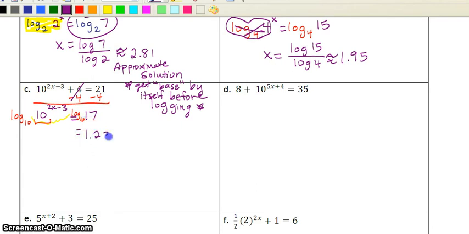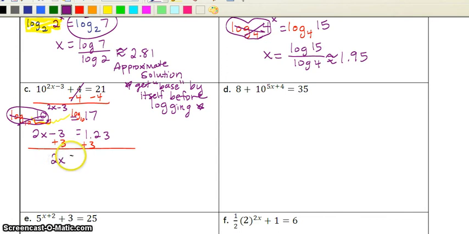On the left side, all of this has canceled, and now I'm not just left with x, I'm left with that entire exponent 2x minus 3. And this is where we now go ahead and keep solving. So add 3 to both sides.